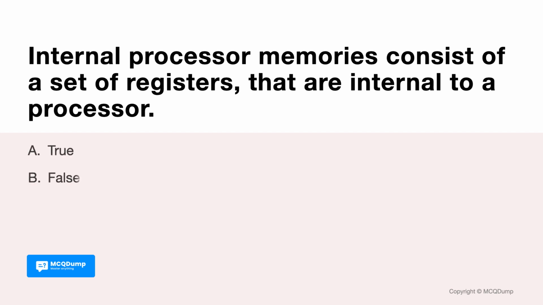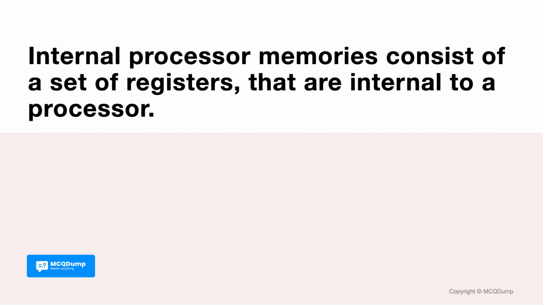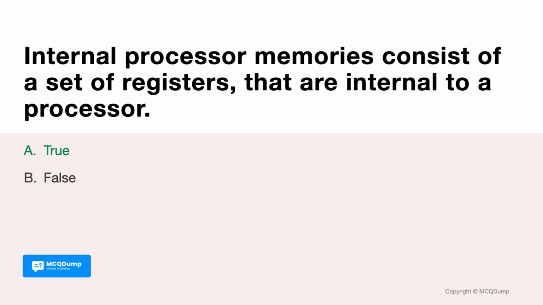Internal processor memories consist of a set of registers that are internal to a processor. True or false? It's true. Internal processor memories consist of a set of registers that are internal to a processor. These are used as temporary storage locations to hold data during processing.